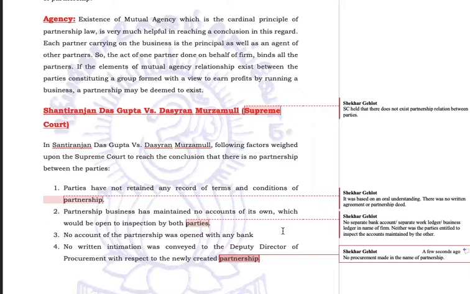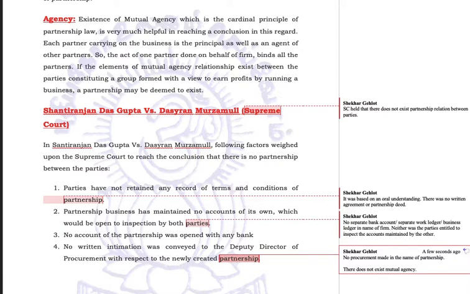So merely the people were sharing profits. They were sharing profits. But based upon all these things, the Supreme Court said there does not exist mutual agency. When there is no mutual agency, then there is no partnership at all. So this is how you determine whether there is a partnership or not.